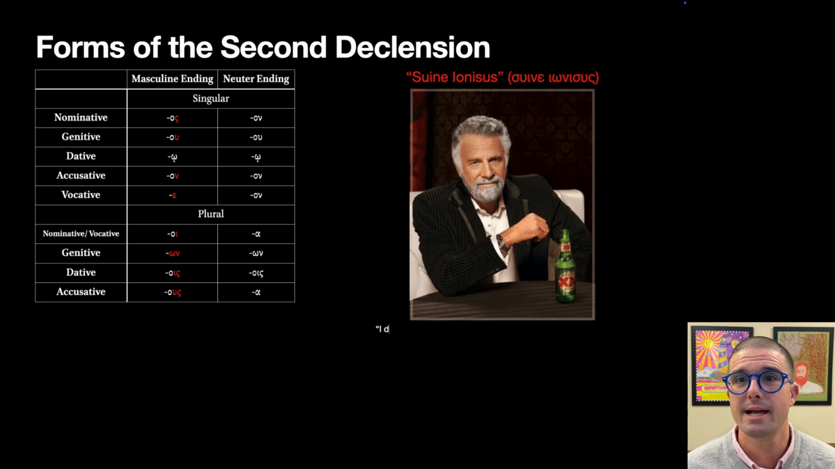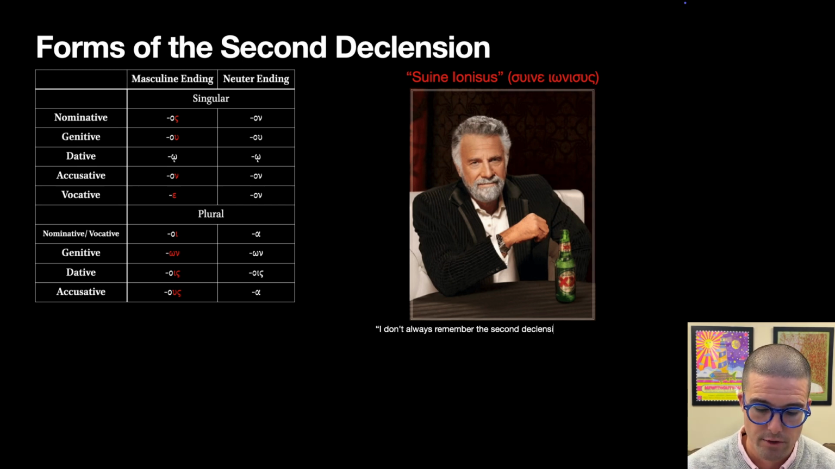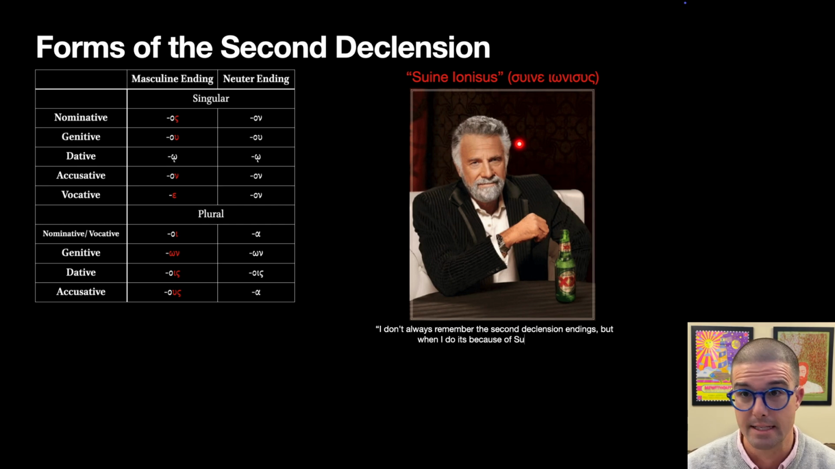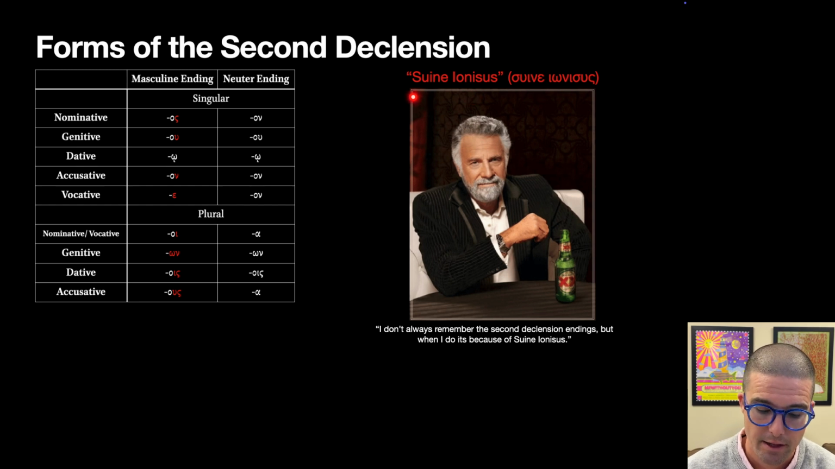He looks like this. He looks like the most interesting man in the world. That's because he is the most interesting man in the world. And this is how you spell his name in English, Swain Ionessus. And this is how you spell his name in Greek, Swain Ionessus. And his name correlates to the endings of the second declension.